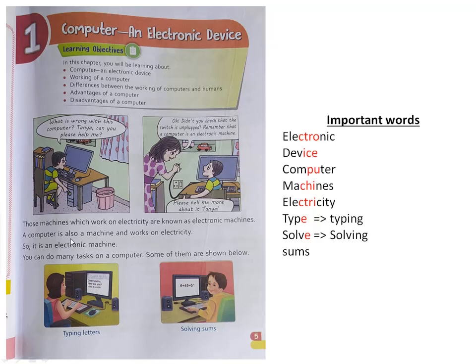Okay, so what we learned? Those machines which work on electricity are known as electronic machines. A computer is also a machine and works on electricity. So, it is an electronic machine. So, this needs electricity, but this electricity is of low power, less powerful.